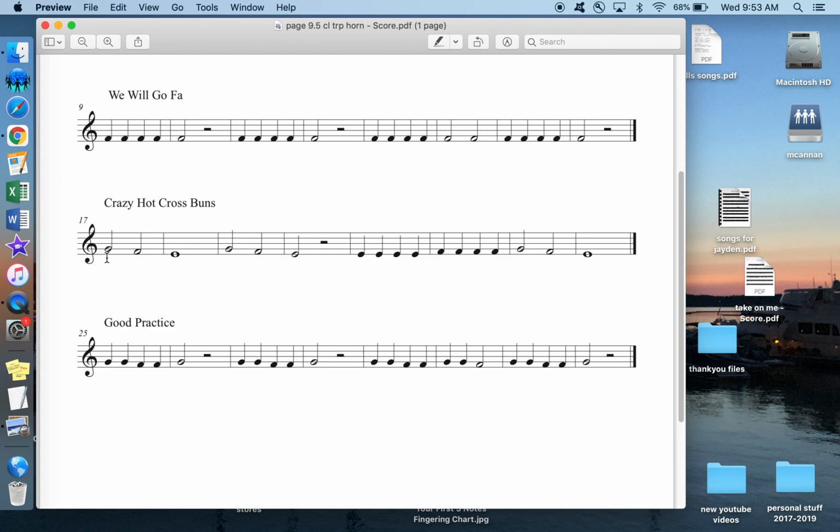Excellent. So these songs are meant to be practiced along with some of your other favorites like Hot Cross Buns or Mary Had a Little Lamb. So definitely check those out from your packet that you have also.